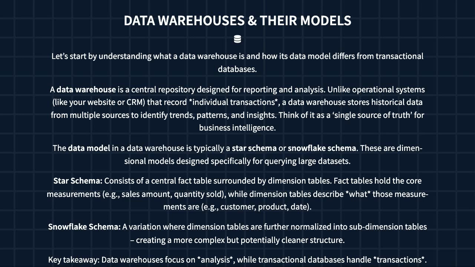The way we organize this data is important, and it's usually done using something called a dimensional model. The most common ones are star schema and snowflake schema. A star schema has one central fact table like sales figures surrounded by smaller tables that describe what the sales were about, the customers involved, the products sold, when they happened, etc. A snowflake schema is similar but takes things a little further, breaking down some of those descriptive tables into even smaller ones.